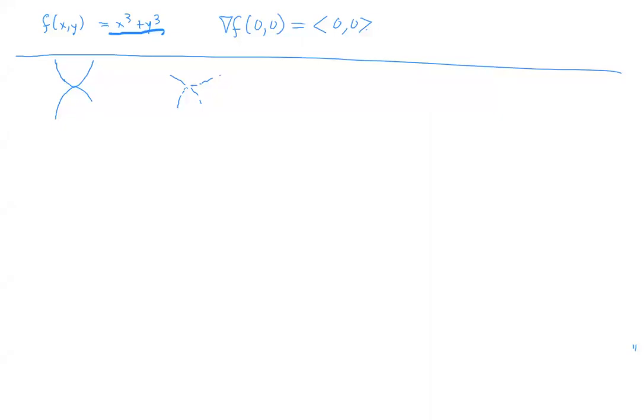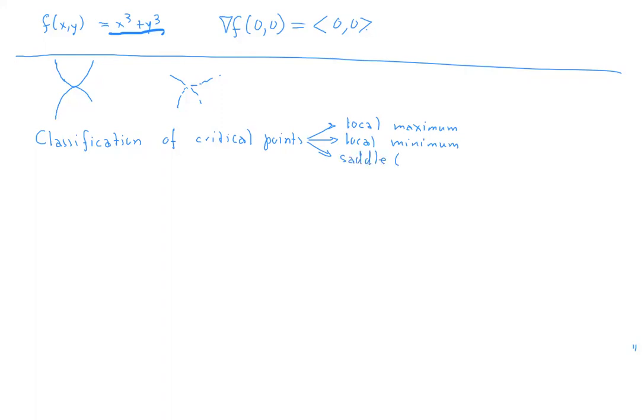That's why we will try to do a classification of critical points. And we eventually want our classification to have one of the three conclusions for each point. It will be either a local maximum or a local minimum or a saddle point. Allow me here to put in a parenthesis, Pringle point.